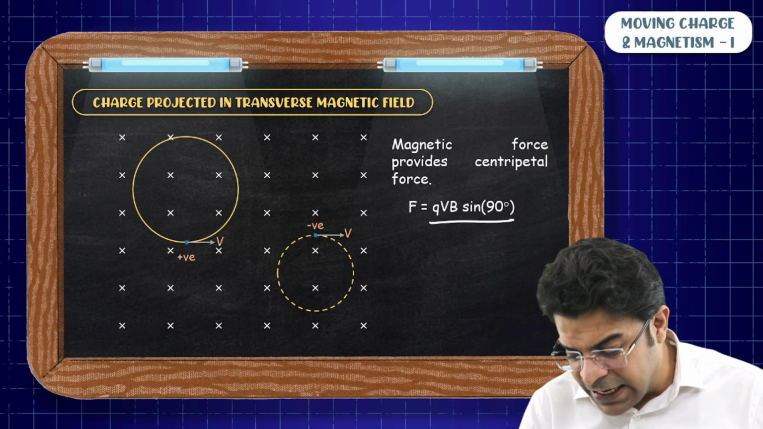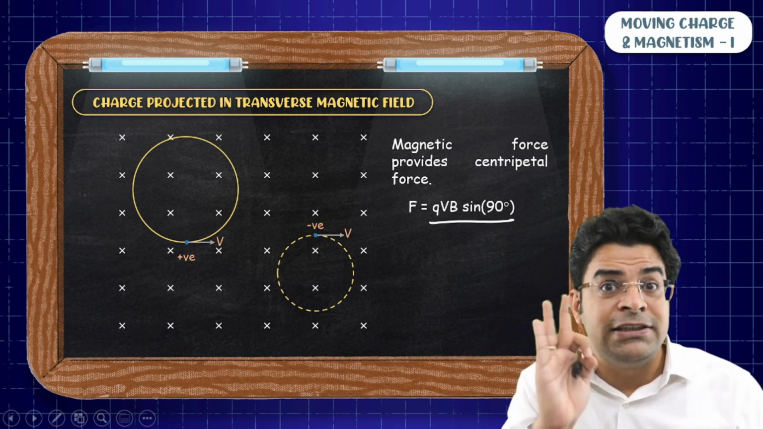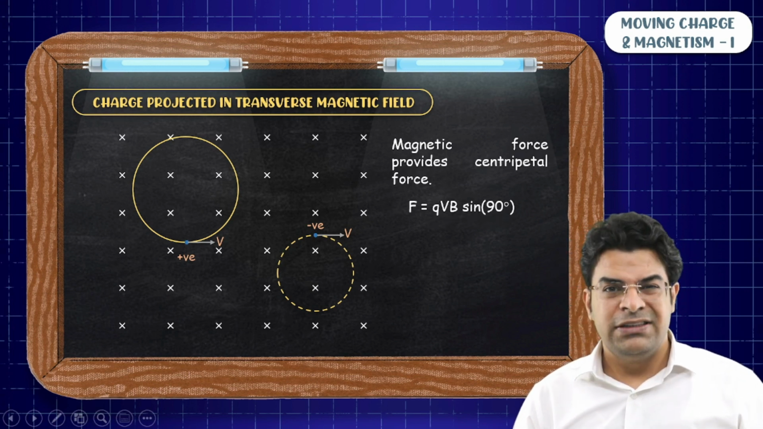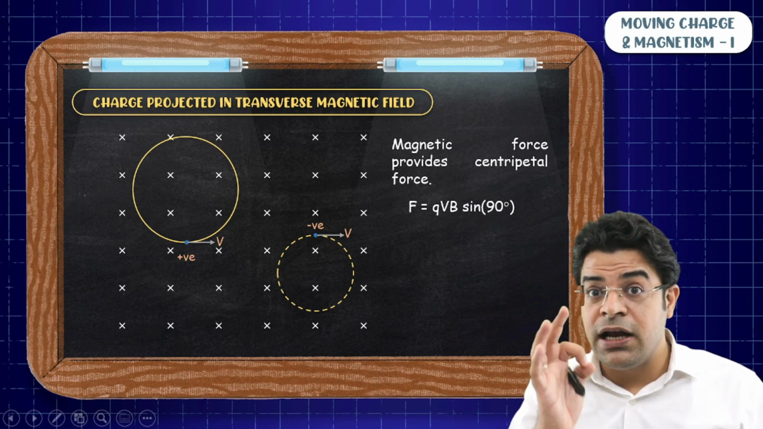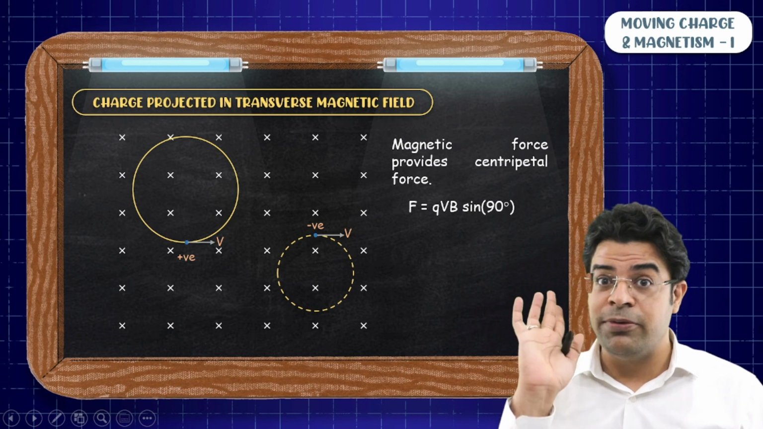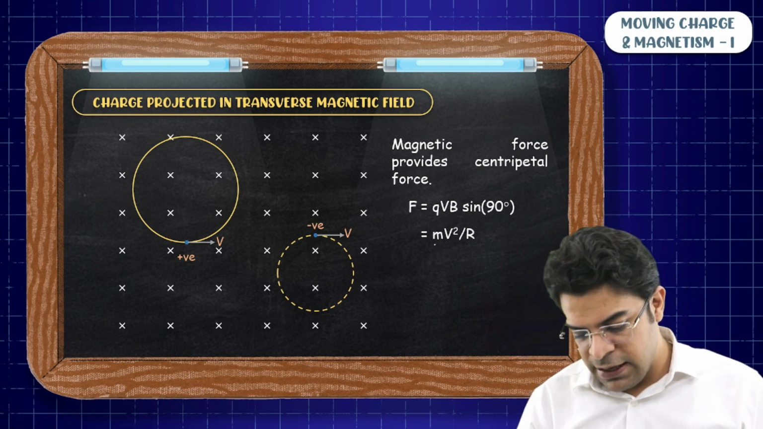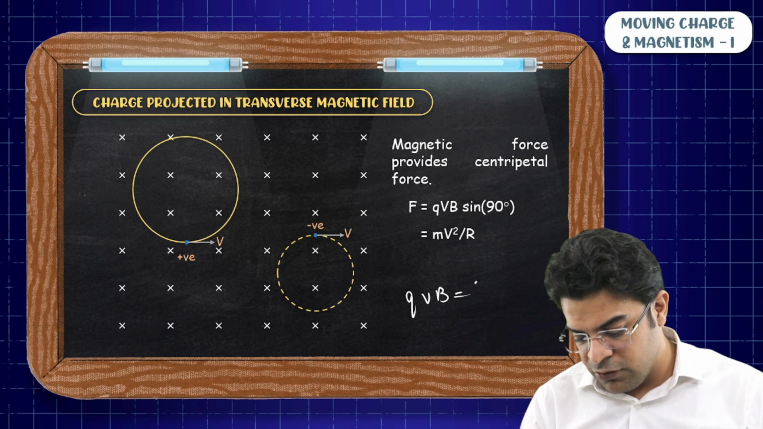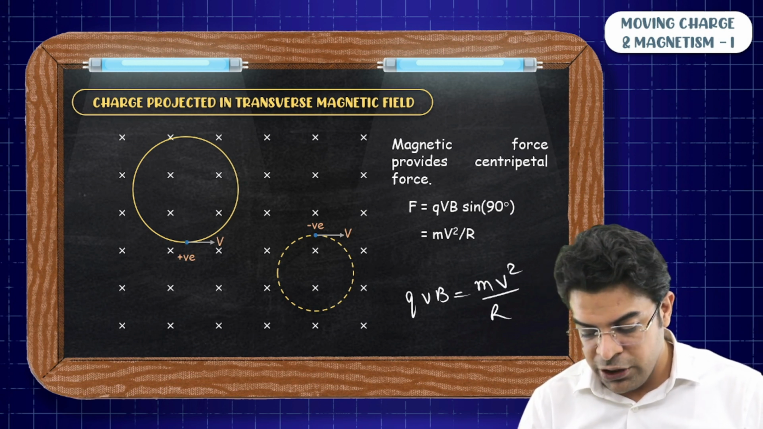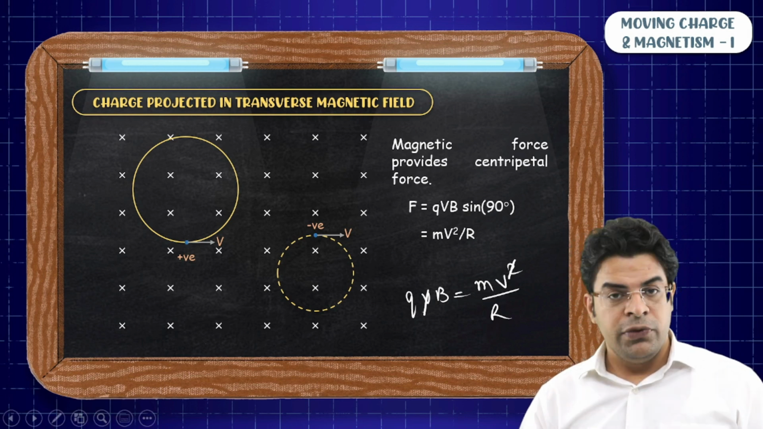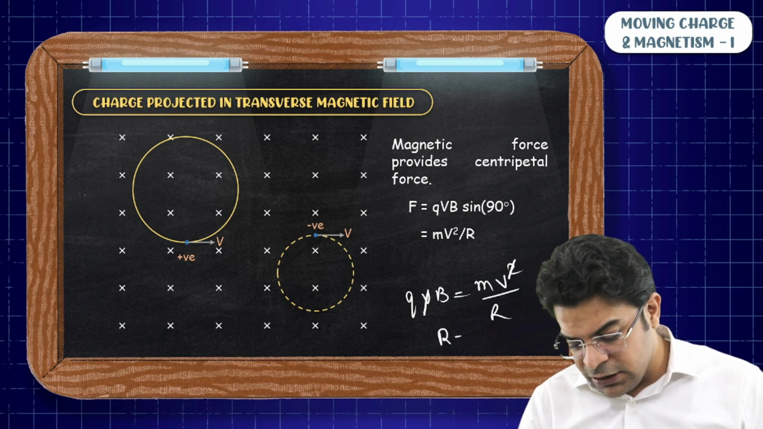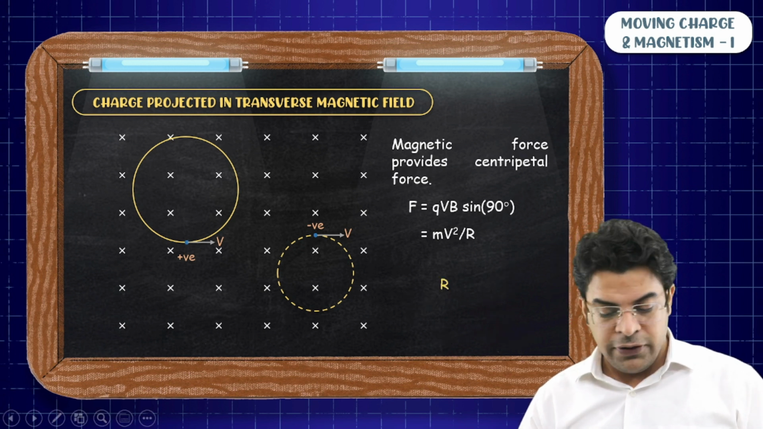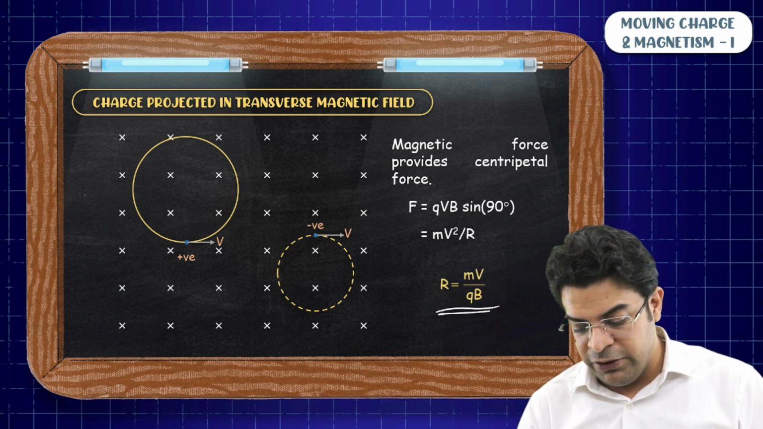Now this force acting towards the center provides the required centripetal force. So qvB sine 90, and sine 90 is 1, equals the net force acting towards the center, which equals the centripetal force, mv squared by r. So you can simply say, children, qvB equals mv squared by r. Cancel out one v with one v. So what you get is that the radius of the circular motion has to be mv by qB.